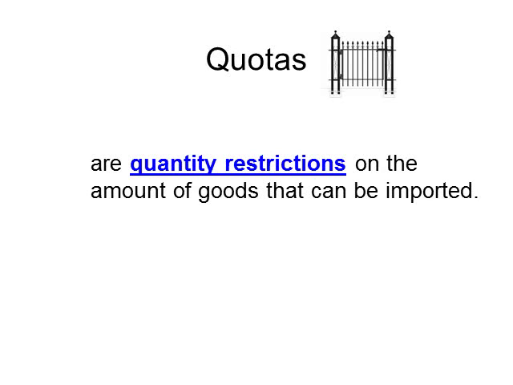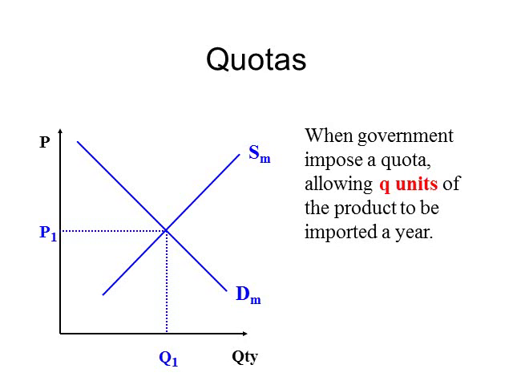Now let's take a look at quota. Quota works in a different way from tariff. Quota is not a tax. Quota is a quantity restriction on the amount of goods that can come into the market. You have an original demand and supply curve, with an equilibrium price of P1 and Q1. Now the government finds this quantity Q1 too high. There's too much of this imported good in the market, so the government will impose a quota which is less than Q1, so that there will not be so much of this imported good in the market.